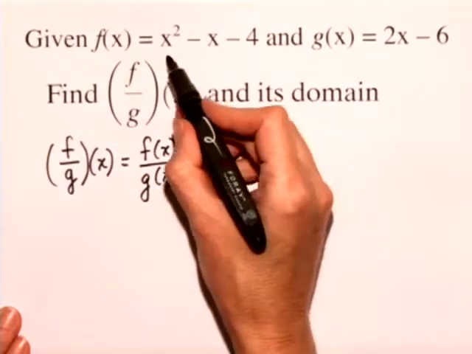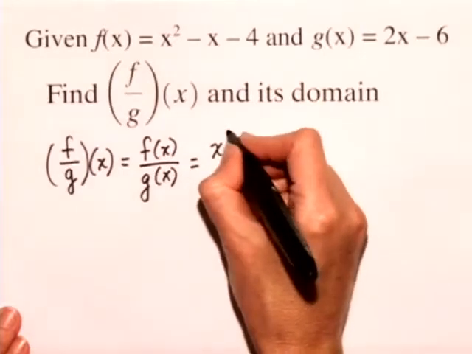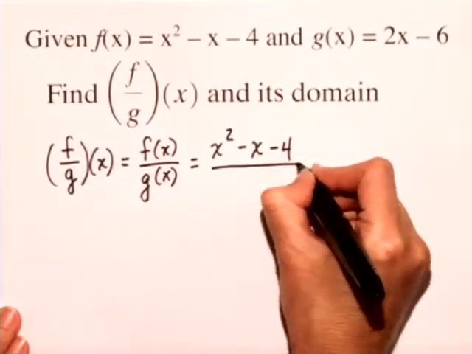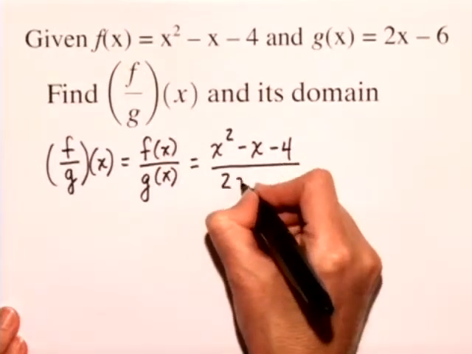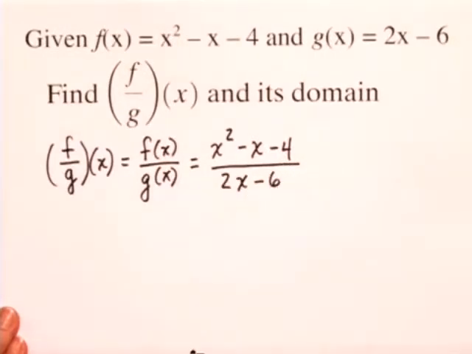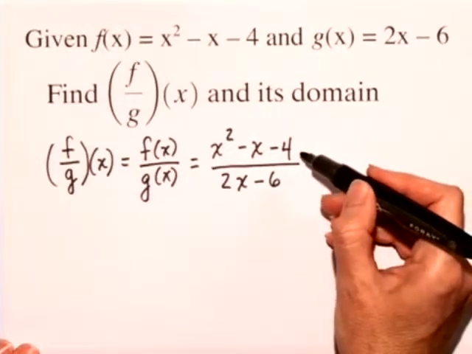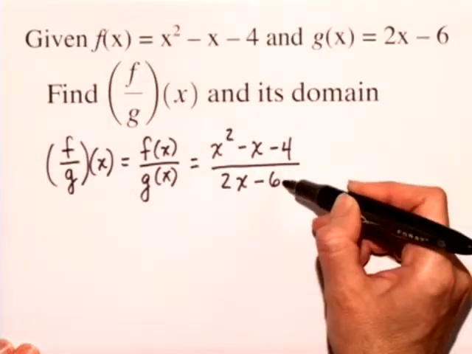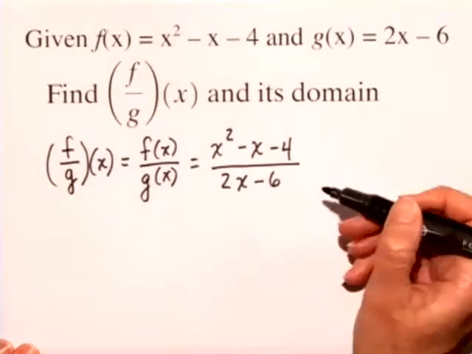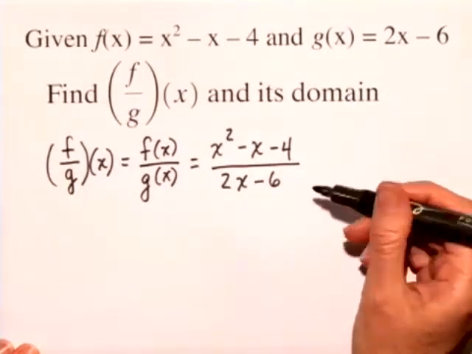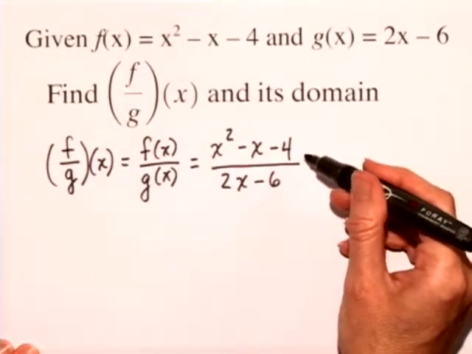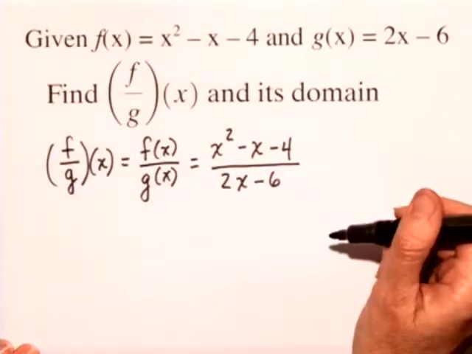So in this case, f of x equals x squared minus x minus 4, and g of x is equal to 2x minus 6. Now, in the numerator, notice x squared minus x minus 4 cannot be factored, so therefore we cannot simplify this rational expression at all. So f over g of x is simply x squared minus x minus 4 all over 2x minus 6.